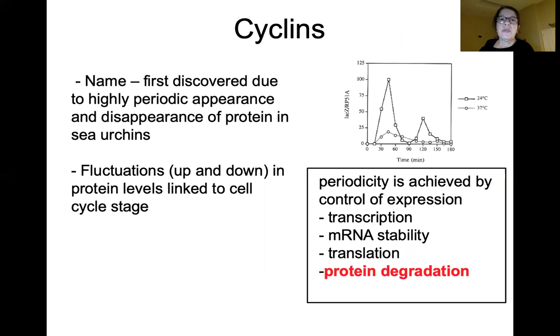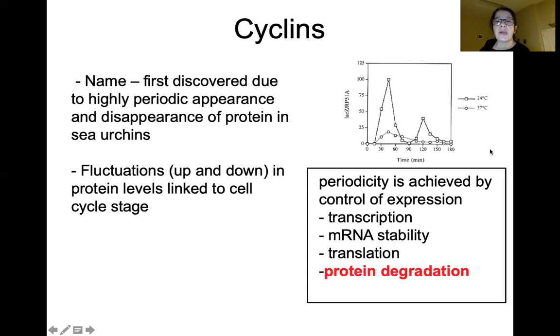So cyclins were proteins that were first discovered actually in sea urchins, and they're called cyclins because they were constantly appearing and disappearing, highly periodic appearance, and that appearance coincided with stages of the cell cycle. So these fluctuations, these ups and downs in protein levels were linked to cell cycle stage, and they were called cyclins. And on the right here, you will actually see an experiment showing you how a cyclin, in this case, it's actually the mRNA for the cyclin, appears and then disappears, and then appears again and disappears.